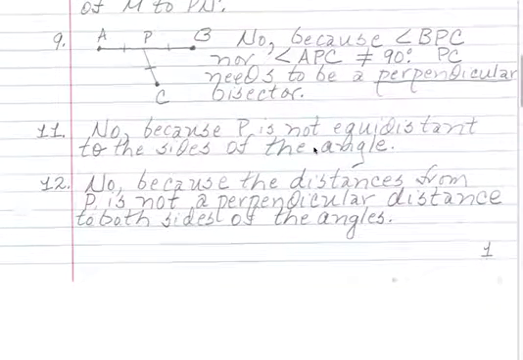All right, number 11. We're looking at various diagrams, and it says tell whether the information on the diagram allows you to conclude that P is on the bisector of angle A. So I'm hoping you have your book open with this. But on 11, no, because P is not equidistant to the sides of the angle.